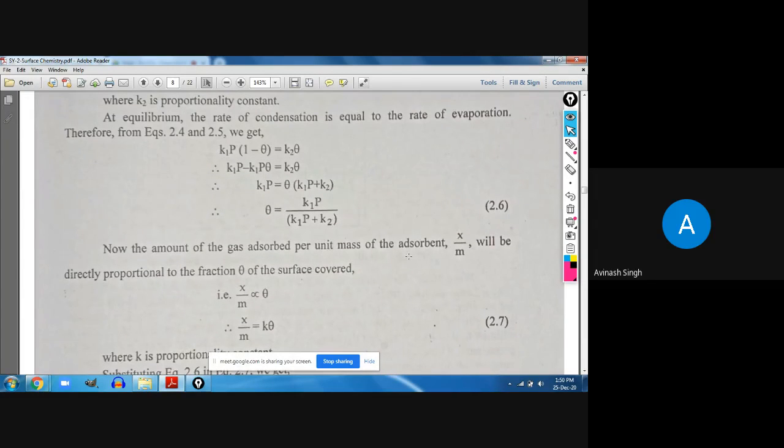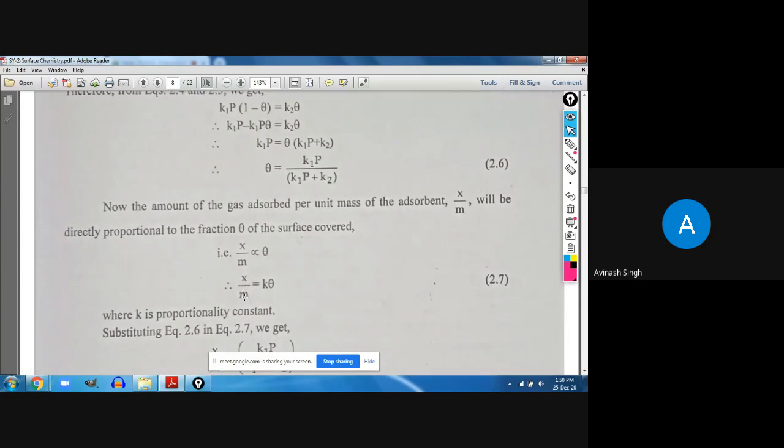Now the amount of adsorption will be directly proportional to कितना एडसॉर्ब हुआ है वो तो इस बात पे डिपेंड करेगा कितना तुम्हारा एलिमेंट्री सरफेस ऑक्यूपाइड है. सो x बाई एम इज डायरेक्टली प्रोपोर्शनल टू थीटा. इसको प्रोपोर्शनलिटी हटाए तो क्या हो जाएगा? x बाई एम इज इक्वल टू k थीटा. नाउ थीटा का वैल्यू फ्रॉम हियर टू हियर. सो x बाई एम कितने के बराबर हो जाएगा?